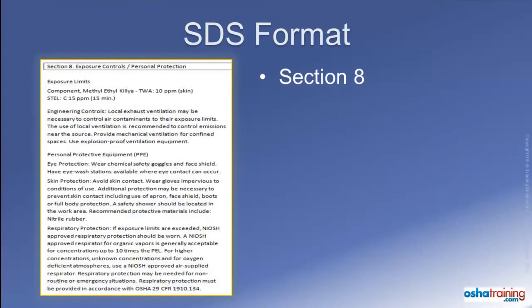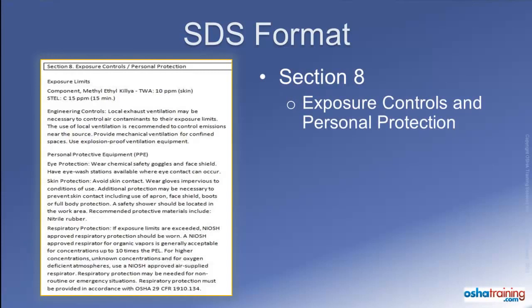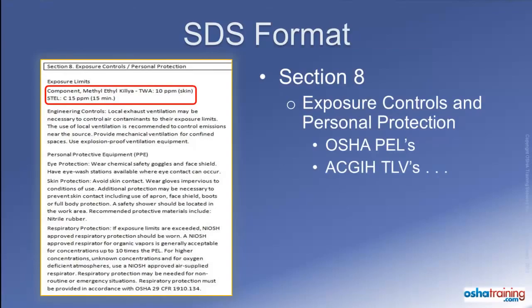Section 8 of the Safety Data Sheet, titled Exposure Controls and Personal Protection, lists the OSHA permissible exposure limits, or PELs, for the chemical or chemicals contained in the product. These mandatory limits dictate when it will be necessary to utilize controls such as ventilation systems or respiratory protection devices to protect workers from the ill effects of overexposure to the chemical. There may also be listings for voluntary threshold limit values, or TLVs, established by the American Conference of Governmental Industrial Hygienists, or similar limits recommended by other groups.